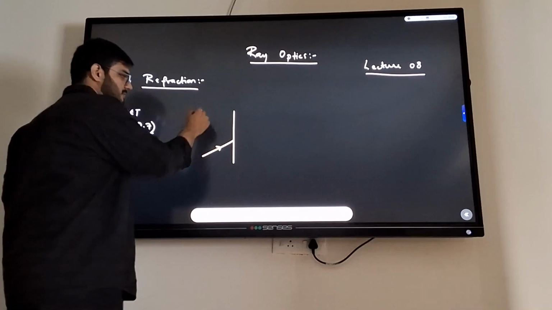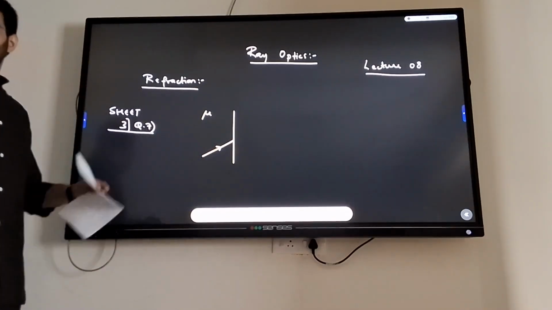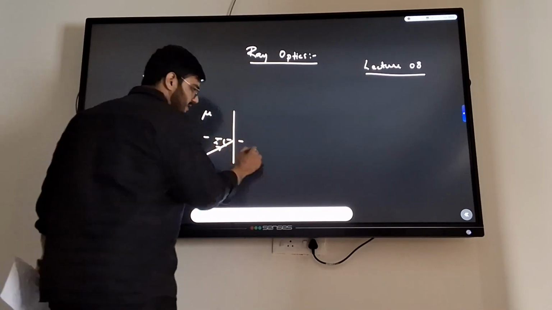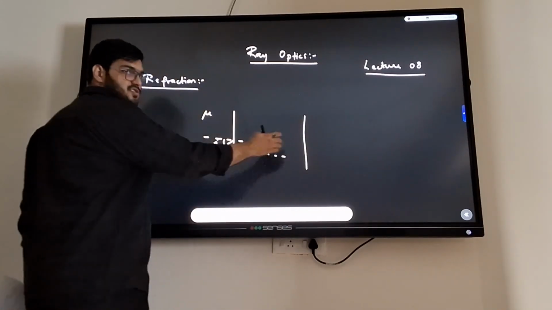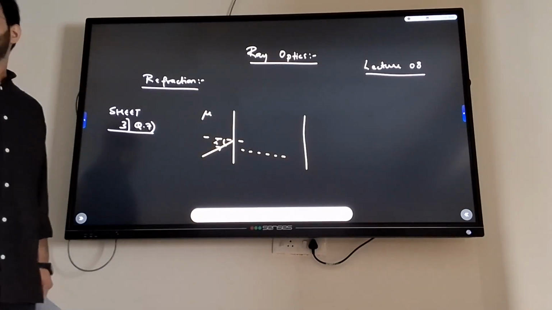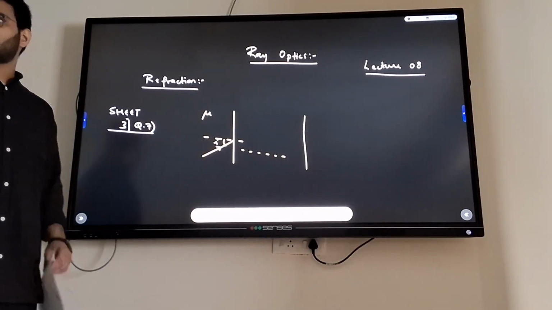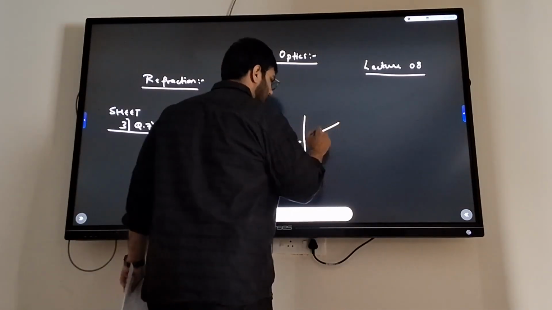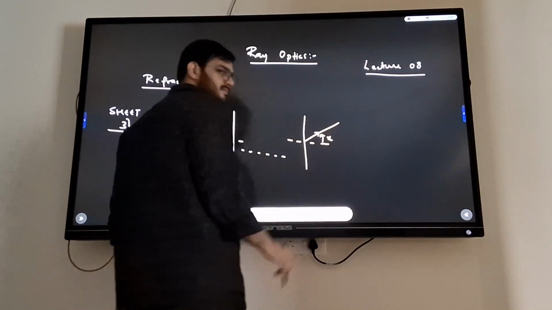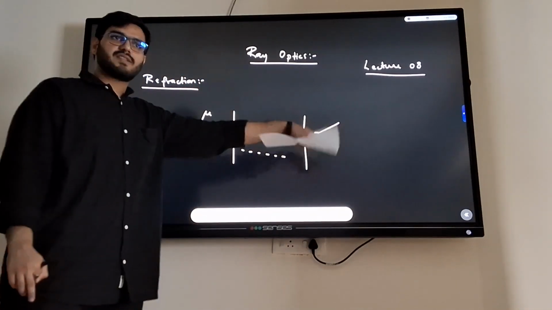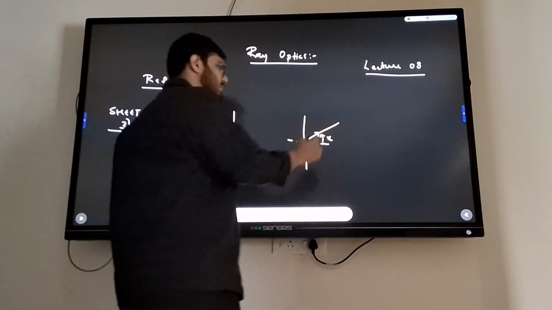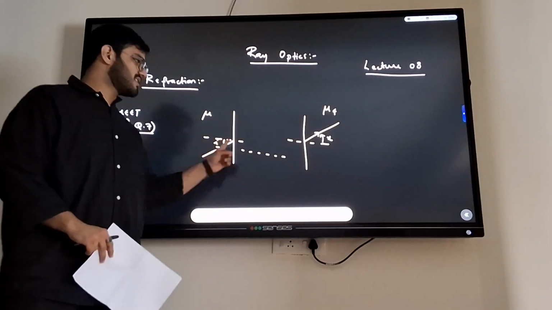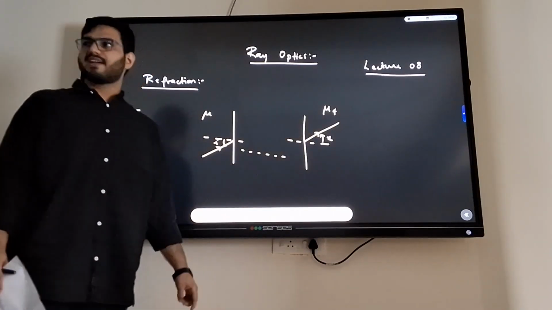You have a medium of refractive index mu. The ray is incident at some angle I. In between these layers, there are so many in between layers. It's a composite medium. And afterwards, it comes out, it emerges, makes some angle x. What is the refractive index of the final medium? mu4. Then they are asking to find a relation between this incident angle I and this angle x.